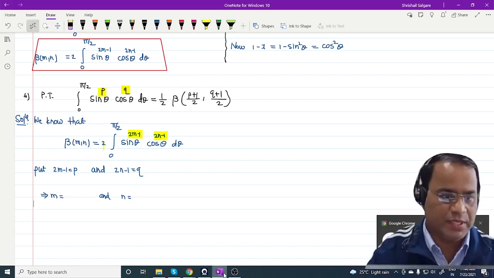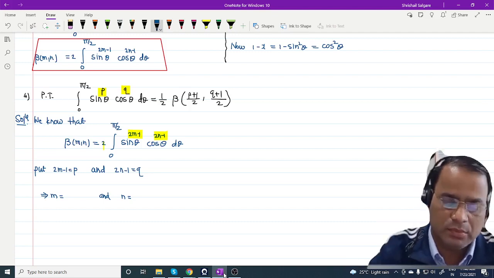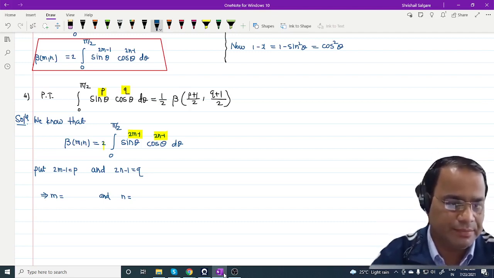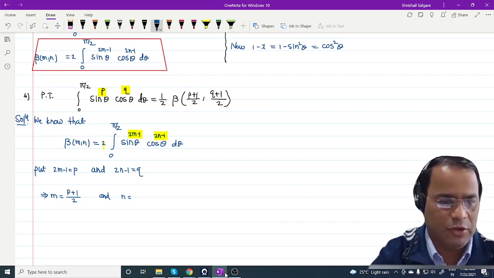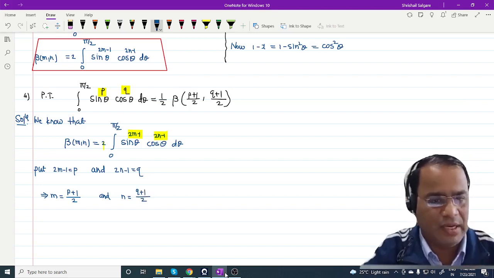Now from this, what is the value of m? Quickly. Pratmesh, you should be ready with the answer, na? Okay, Prerna, continue. m is p plus 1 divided by 2, and the value of n is q plus 1 divided by 2. Therefore, the given integral, I will continue with the right side.